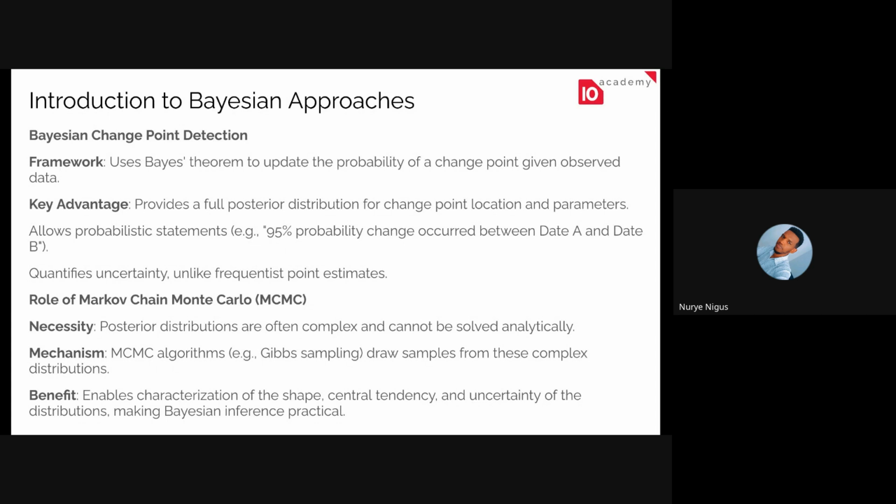From the task, it says define switch point tau. This is the unknown point in time where the data's behavior changes. Define it as a discrete uniform prior over all possible days in your data set. So the switch point, I'm talking about the change point.